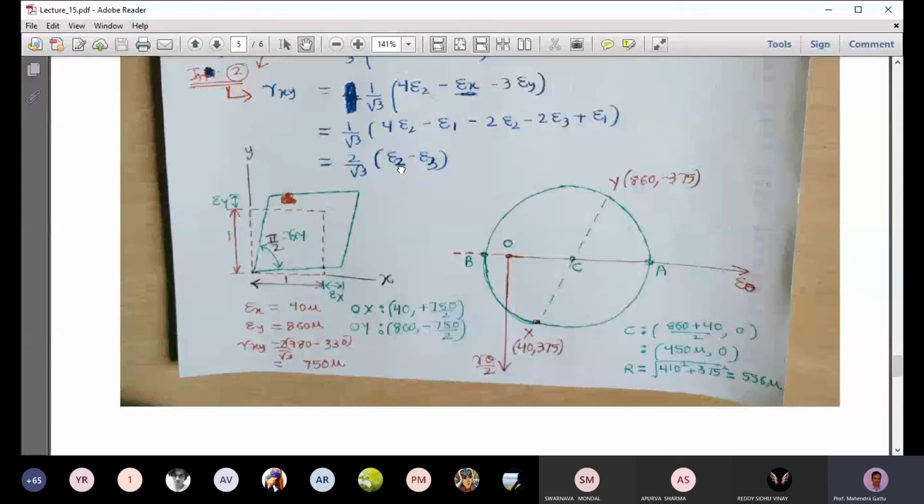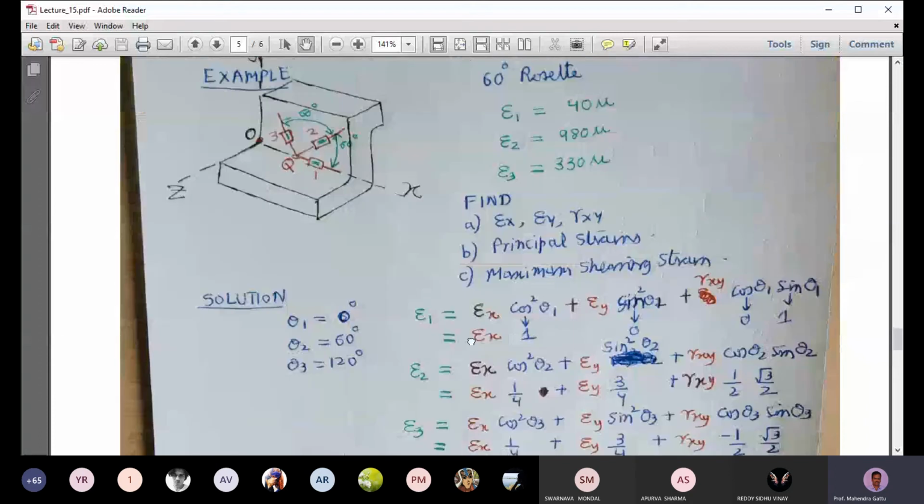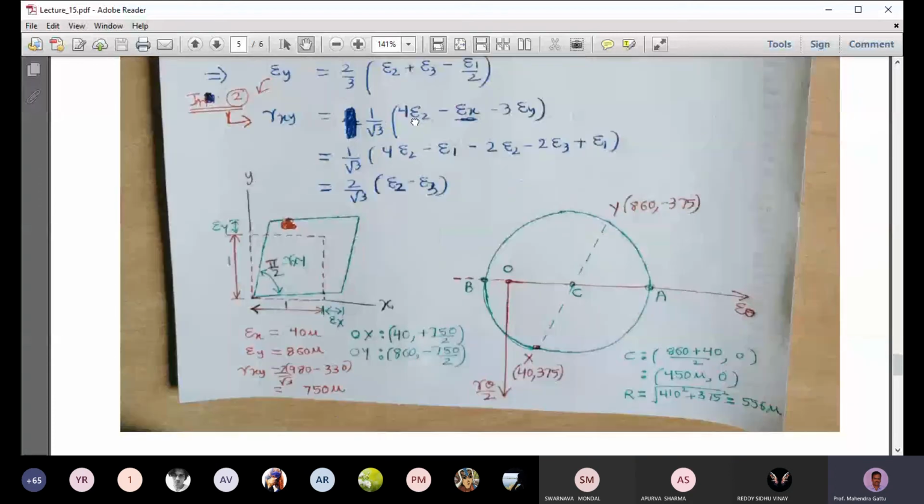Epsilon 2 is what? Epsilon 2 is 980 minus 330, okay, so 980 minus 330 by 2 times 2 by root 3. So it will be 750 microns, or 750 times 10 to the power minus 6. So we can sketch the deformed shape.